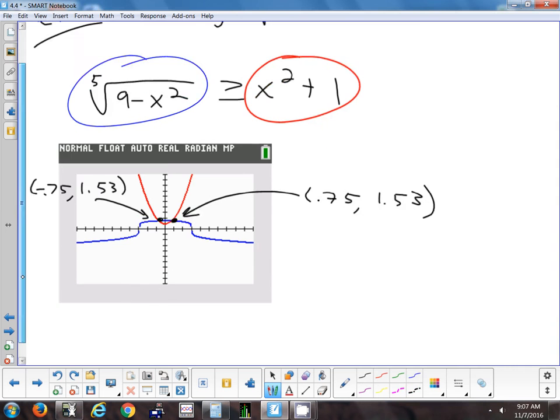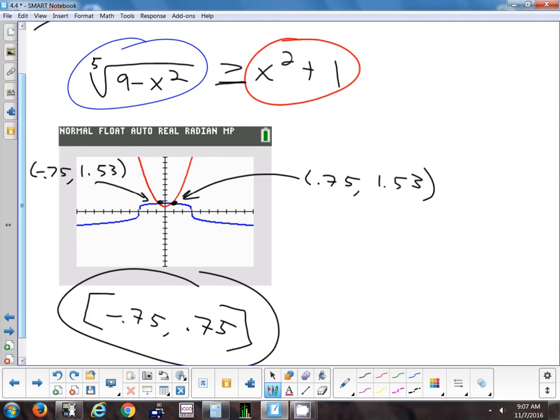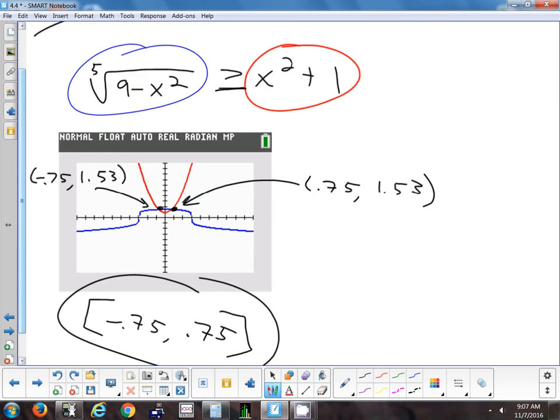Allie? And would you use a bracket or parenthesis on that? Bracket. Because we can equal. All right, did somebody double check that? It is symmetrical. It is? Perfect, thank you. Okay, if they wanted to know the opposite, where is the blue graph below the red? I would say from negative infinity to negative 0.75, and then from 0.75 on to infinity.